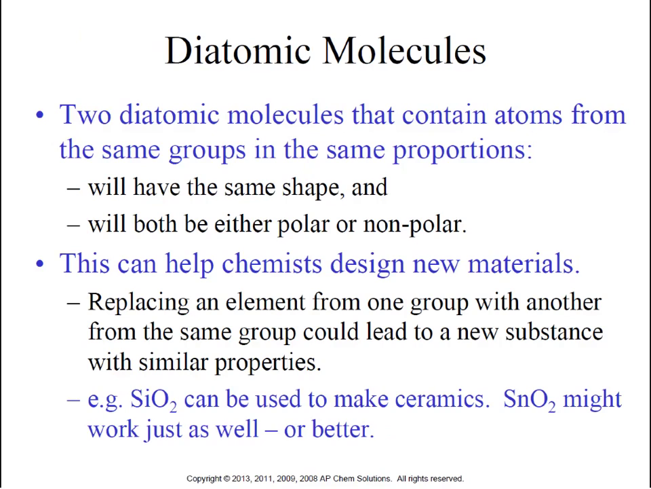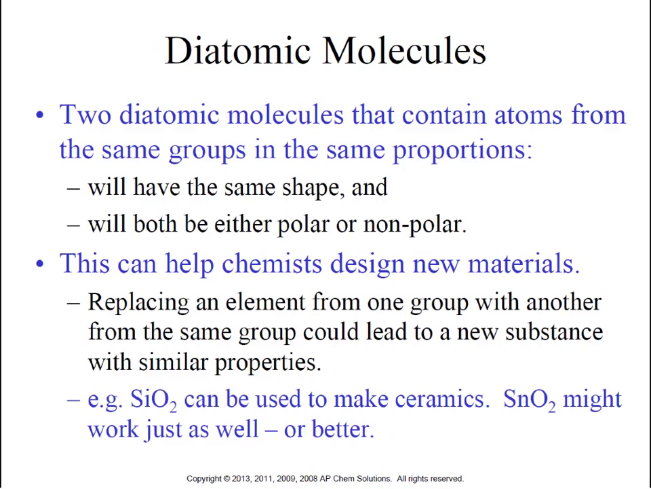So something cool about this structure thing: if you have 2 molecules that contain atoms from the same group in the same proportions, they will have the same shape, and both will be either polar or nonpolar. Since their shapes are identical, they're going to have the same polarity. So this can help chemists design new materials.